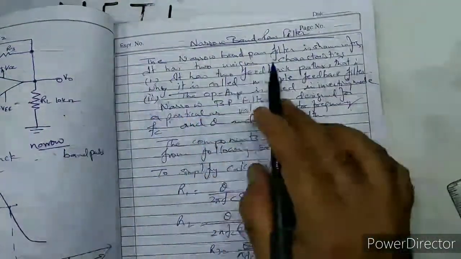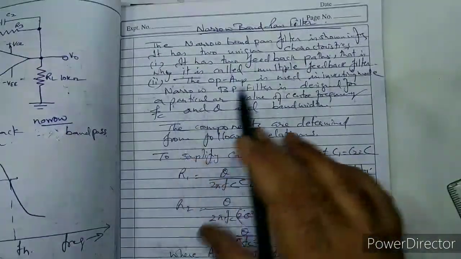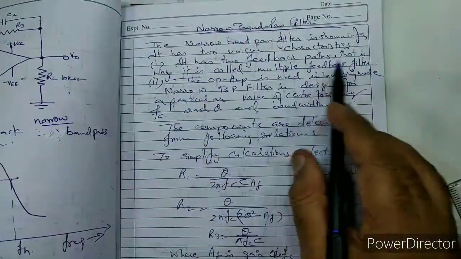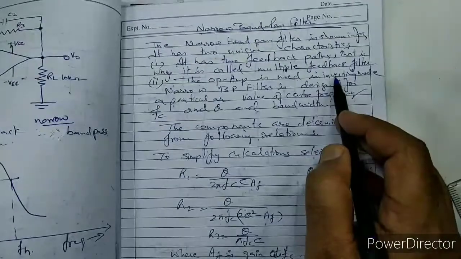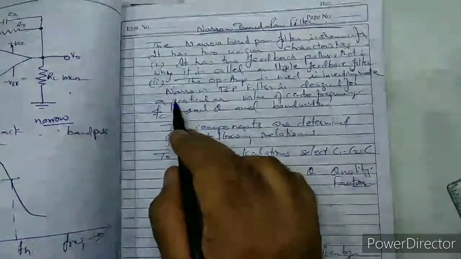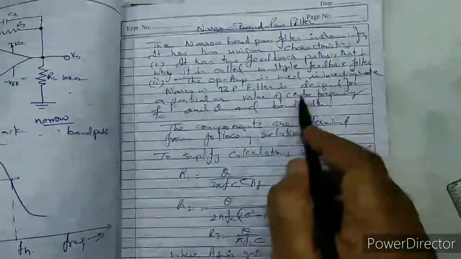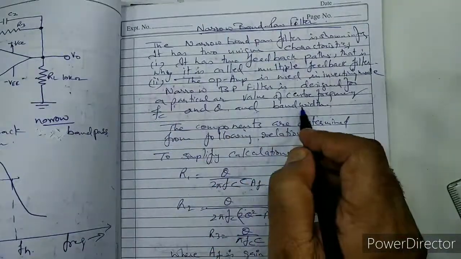It has two unique characteristics. First, it has two feedback paths. That is why it is called a multiple feedback filter. Second, the op amp is used in inverting mode. Narrow band pass filter is designed for a particular value of central frequency FC, Q and a bandwidth.